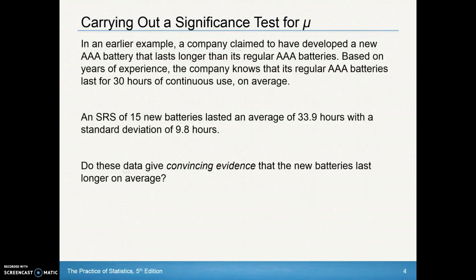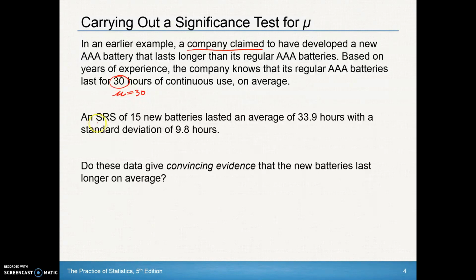So here we go. In an earlier example, we have a company claiming to have developed a new AAA battery that lasts longer than its regular AAA batteries. Based on years of experience, the company knows that its regular AAA batteries last for 30 hours of continuous use on average. So that to me is looking like 30 hours. That's their claim. They're saying that mu is 30.